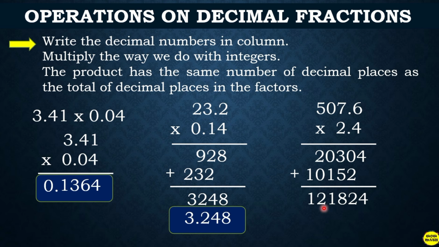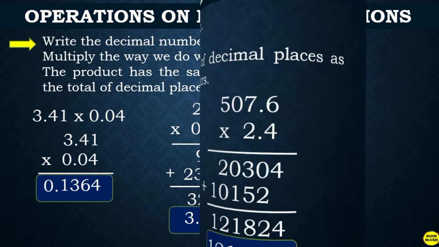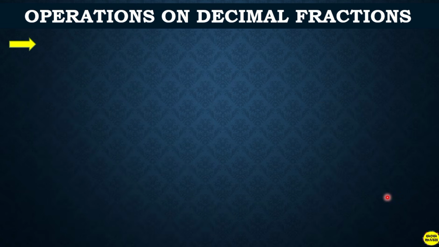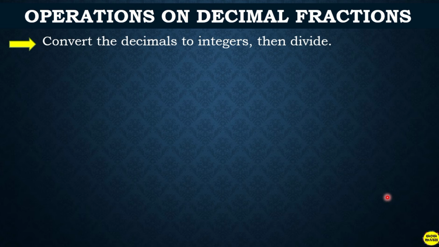Saan natin ilalagay ang decimal point? Count natin yung bilang ng decimal places. So, ito yung decimal point mo, lahat ng nasa right side niya. So, 1, 2. So, ibig sabihin, 1, 2. Dapat nandito ang decimal point natin. So, let's see. Ayun po. So, the answer is 1,218.24.